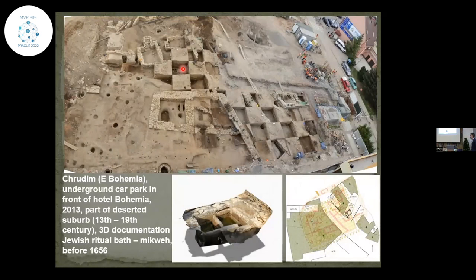There is a next important example of 3D documentation of a very important find, which is not only the keeping of the state from 2013, but it will be the big fate of this construction. Only a heritage record of the original situation. It is the proposed car park in front of the hotel named Bohemia in Chrudim, and one of the most important finds is on this site. There was a Jewish ritual bath, a mikveh, which is dated according to written sources before 1656 and archaeologically to the second half of the 16th century and first half of the 17th century.